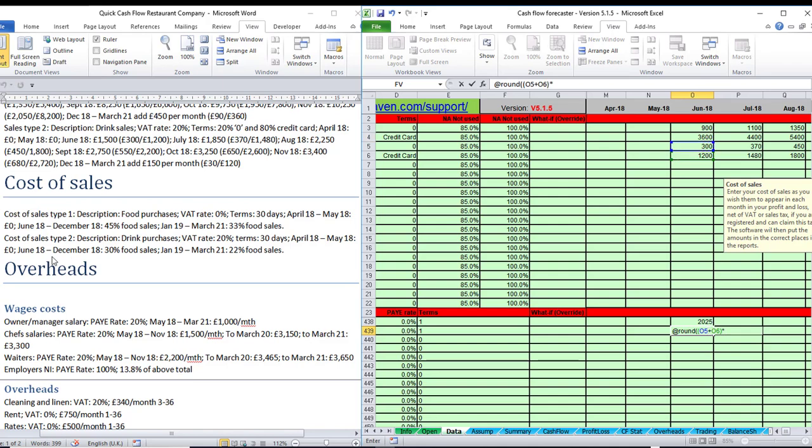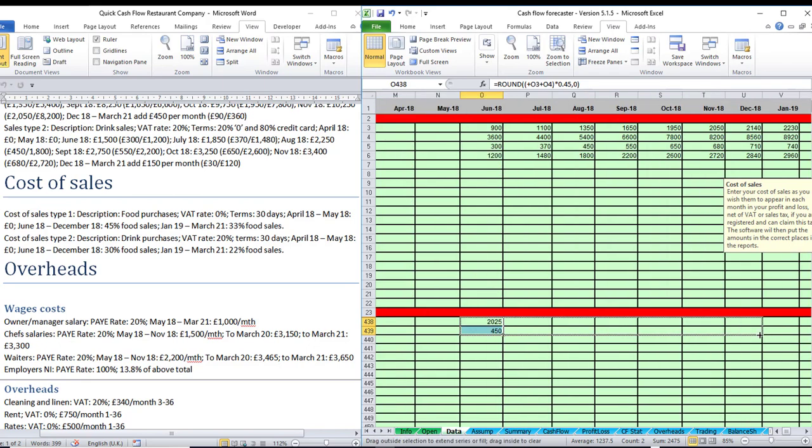But our drink sales starts off at 0.3 or 30%. And let's just copy that across to December. In fact, I'll copy across to January, because then I can just adjust the rates.